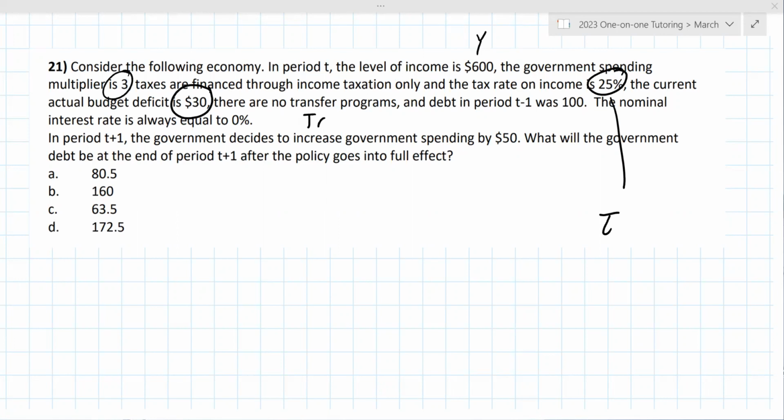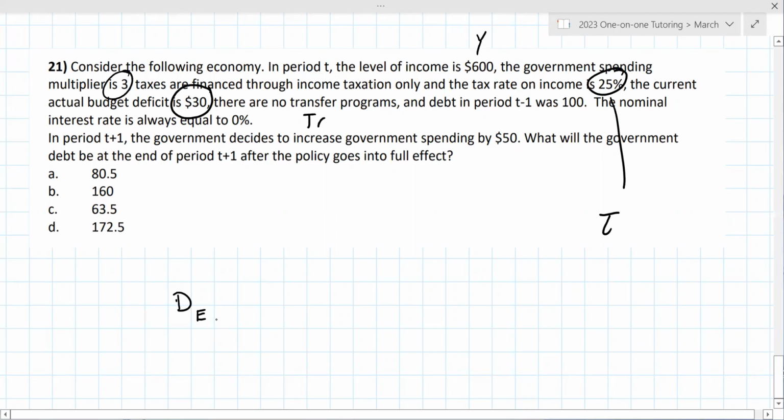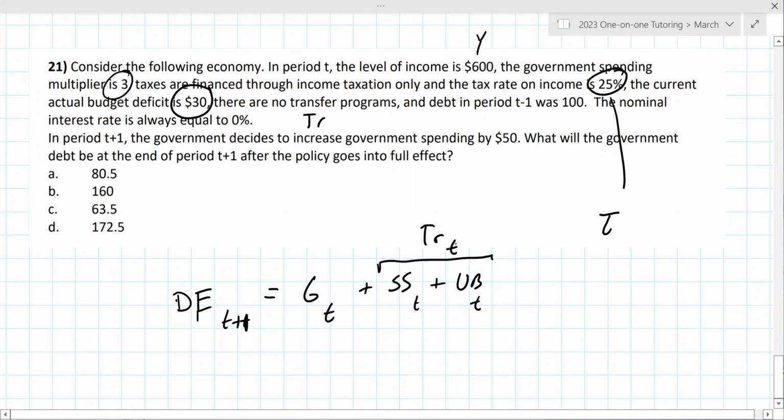Okay, so the idea was the DE in the next period, the DE in T plus 1, was equal to government spending in the previous period plus Social Security plus unemployment benefits in the previous period. So these are your TRs in the previous period.